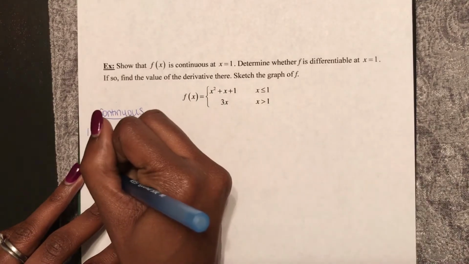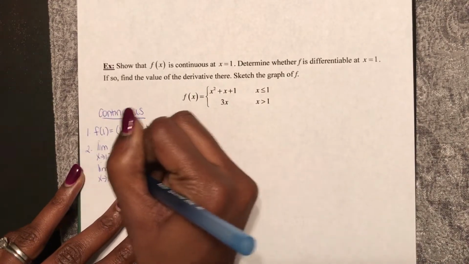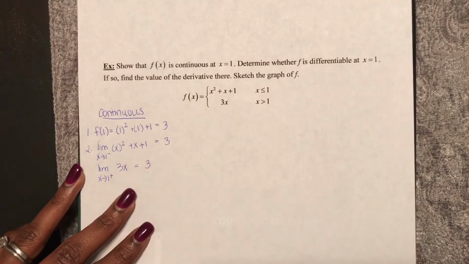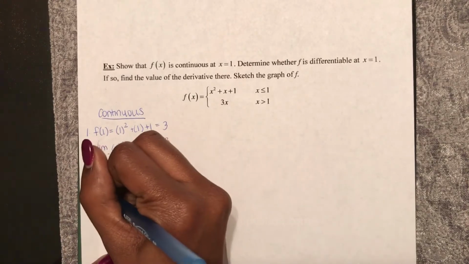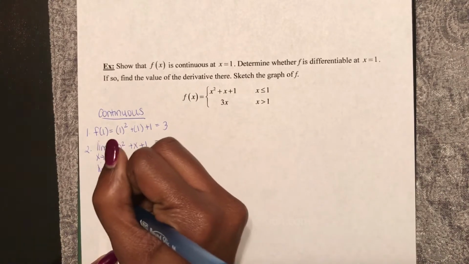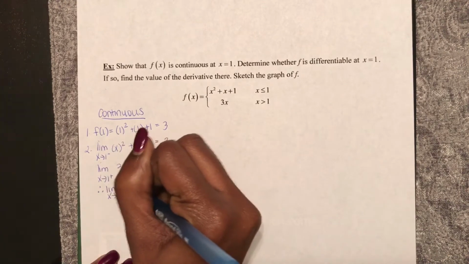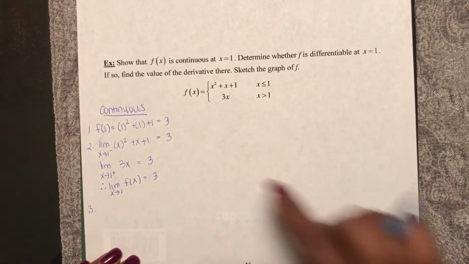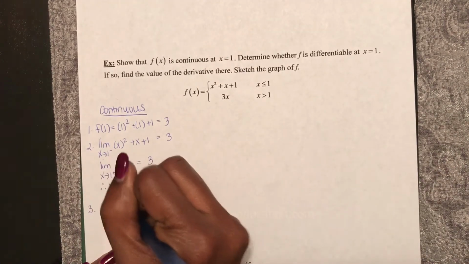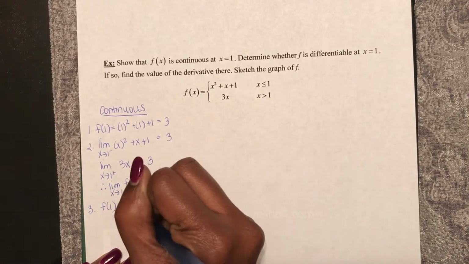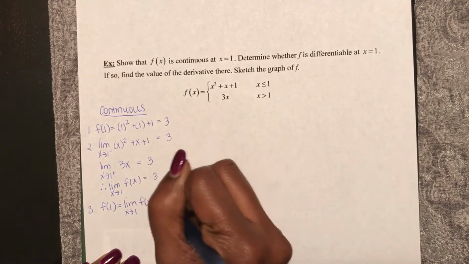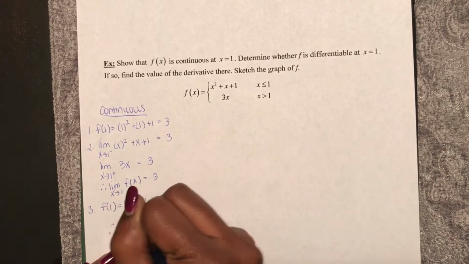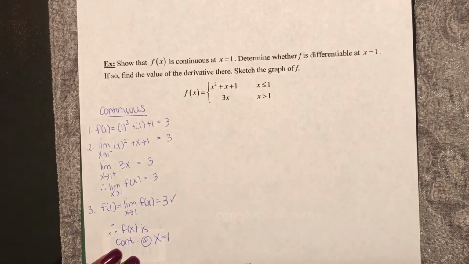That approaches 3. The limit as x approaches 1 from the right, we'll be using this function, 3x, using direct substitution. That's also 3. Therefore, the limit as x approaches 1 of f of x equals 3. And so the third step is making sure that f of 1 equals the limit as x approaches 1 of f of x, which equals 3. Therefore, f of x is continuous at x equals 1.